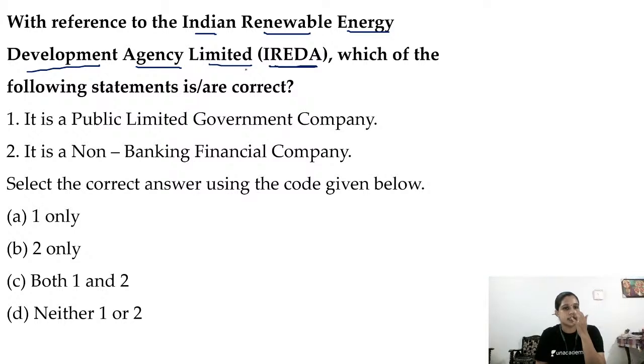With reference to the Indian Renewable Energy Development Agency Limited, which of the following is the correct statement? It's a public limited government company. See the term Indian Renewable Energy Development Agency Limited. Fine. It's a non-banking financial company. When you see the term development agency, it means it is related to funding. You understand? United Nations Development Agency, Indian Renewable Energy Development Agency: if you see these kinds of names, they give funds. That is the meaning. Clear?